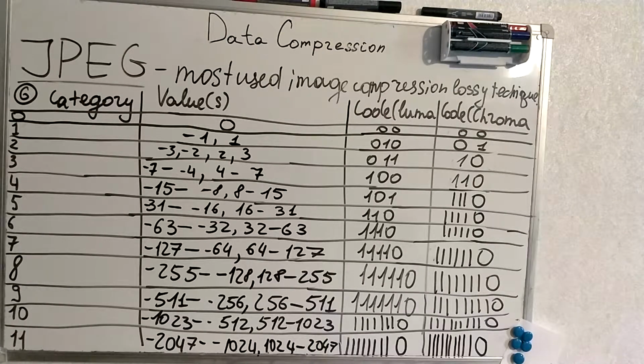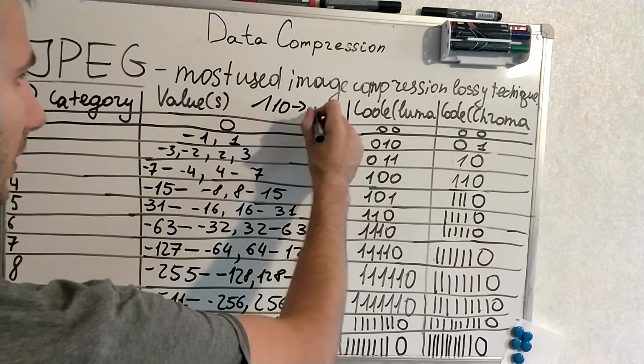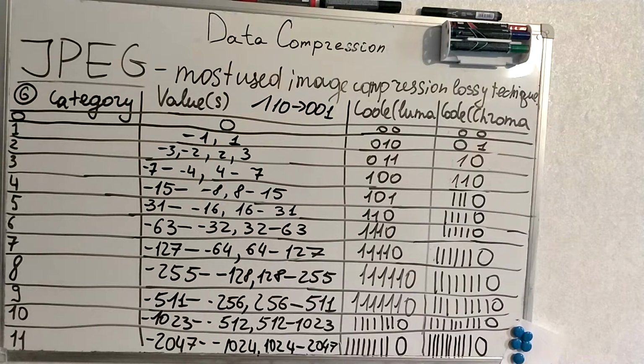And one useful addition here. We encode not only the category with these bits, but also the number in binary. If the number is less than 0, which can happen, the binary representation of the number has flipped bits. For example, if we've got 110, it will become 001 for a negative number. This table only regards the DC coefficients.